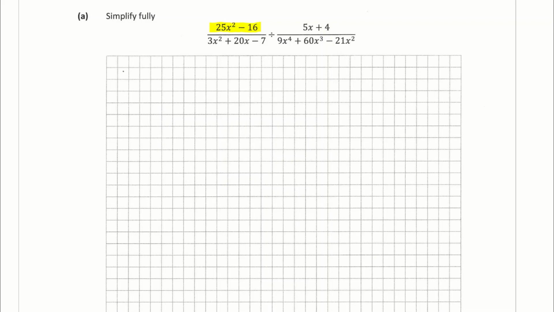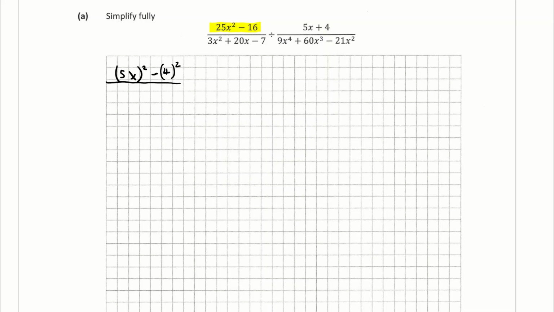So let's rewrite that as 5 squared multiplied by x squared. So that's the same as 5x all to be squared, so put it in a bracket. And the 16 is the same as 4 all to be squared.